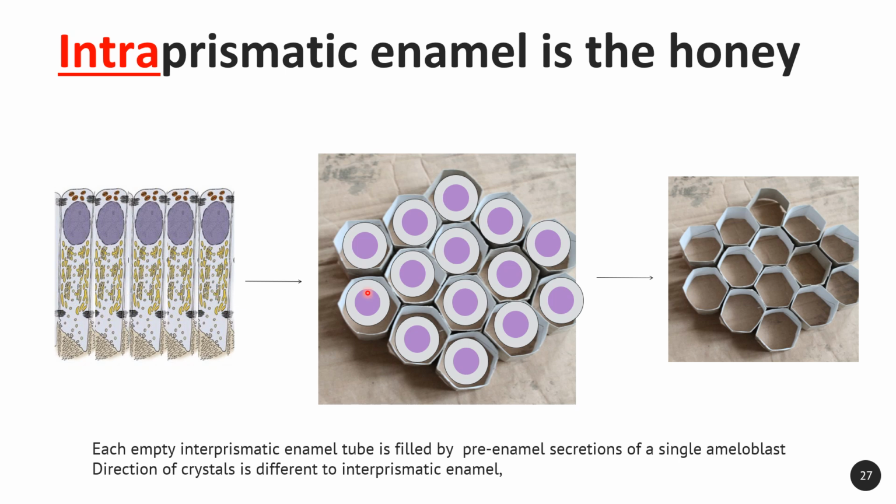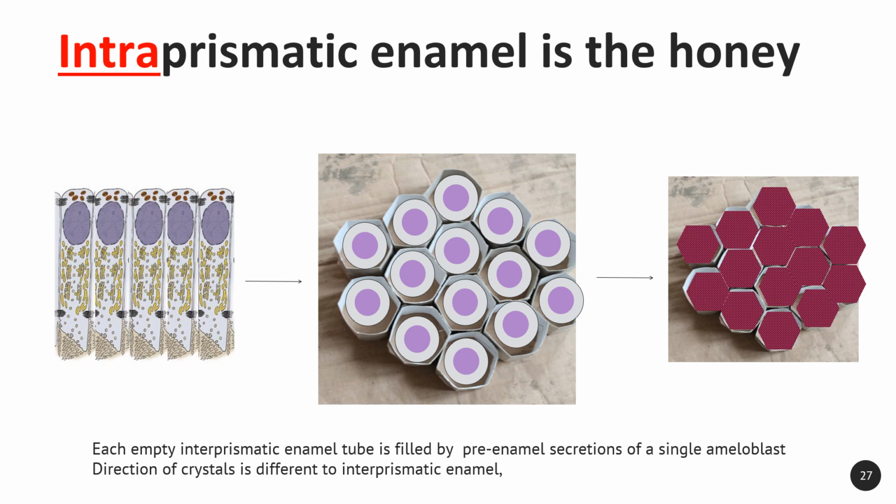So now you're looking above from here. So underneath I wrote each empty interprismatic enamel tube, so you should really read that as pre-enamel tube, is filled by the secretions of a single ameloblast. So it should be filled in like this.